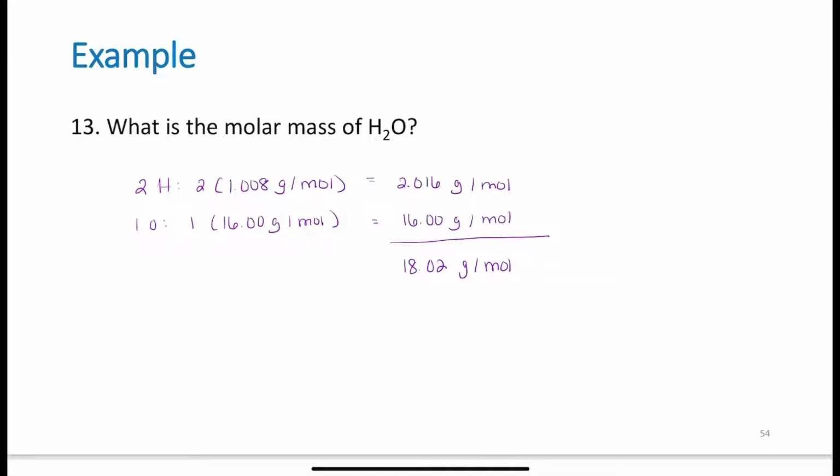If you have 18 grams of water, you've got 6.022 times 10 to the 23rd water molecules. That's what this is telling me.